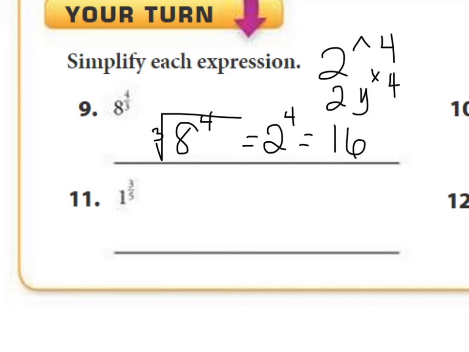Number 11, we have 1 to the 3/5. So we know the 1 goes inside the house for sure. The 3 wants to go inside. The 5 stays outside. What's the 5th root of 1? Well, any root of 1 is simply 1. So we have 1 cubed. Well, 1 cubed means 1 times 1 times 1, which is 1.